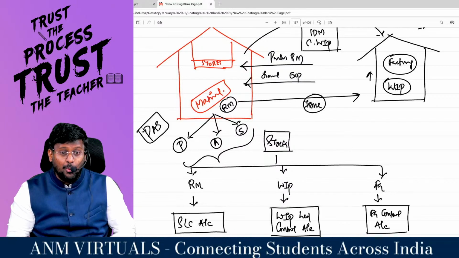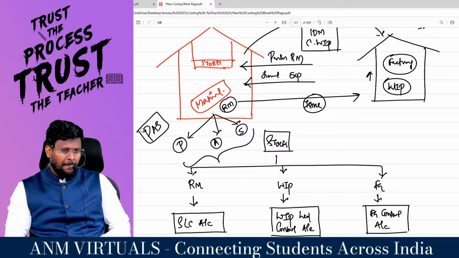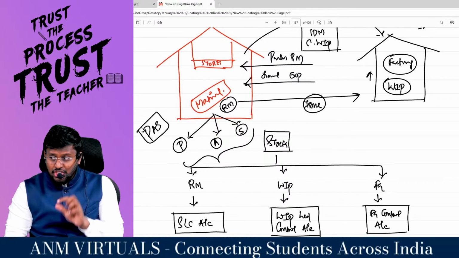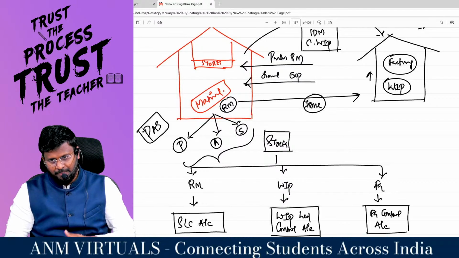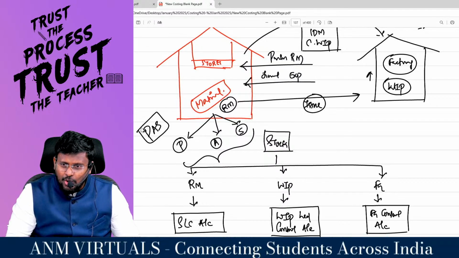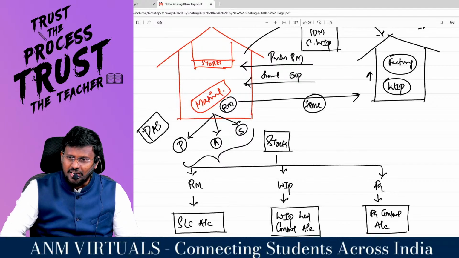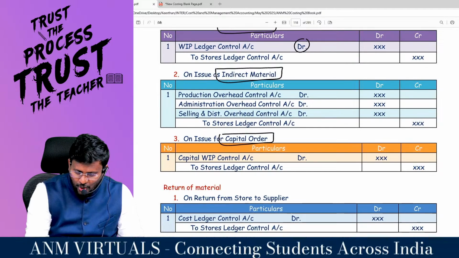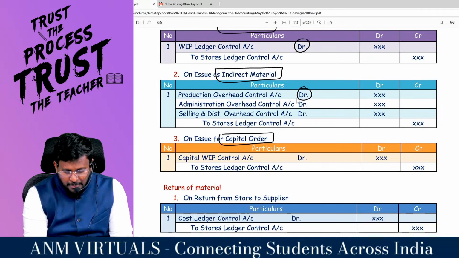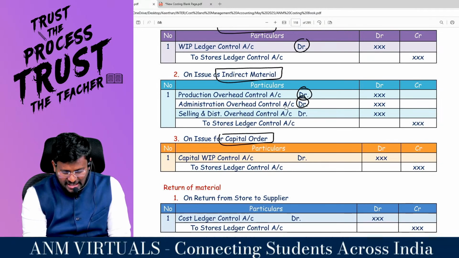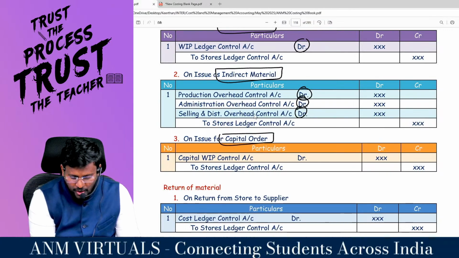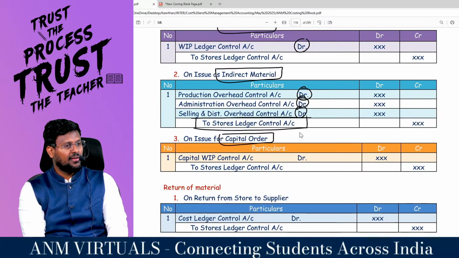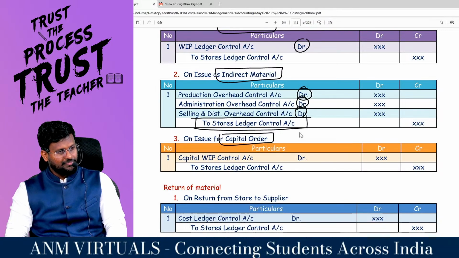அப்ப நீ என்ன என்ட்ரி போடுவ? ப்ரொடக்ஷன் ஓவர்ஹெட் கண்ட்ரோல் அக்கவுண்ட் டெபிட், administration overhead control account debit, selling and distribution overhead control account debit to stores ledger control account. Shall we check the entry? Production overhead control account debit, administration overhead control account debit, selling and distribution overhead control account debit to stores ledger control account. Are you getting the things logically? Super fantastic to the core.